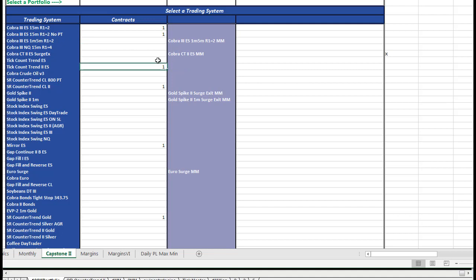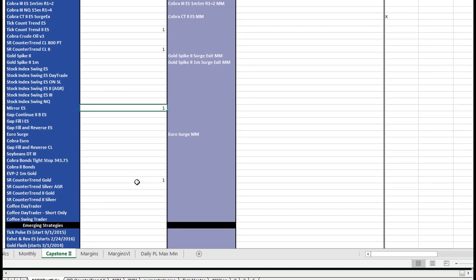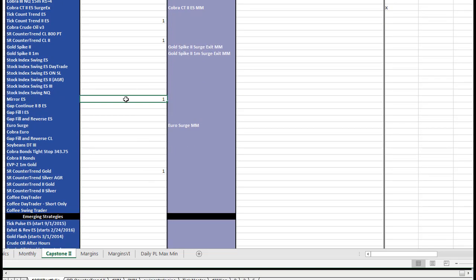Tick count trend 2, this is actually the one strategy that we're adding to the 25K portfolio, and so you can trade the other strategies if you want. You'll still have access to those, but we're adding this strategy, tick count trend 2. SR counter trend crude oil 2 is one that we've already added, and we're going to continue to trade. Mirror E-mini S&P, actually that's another strategy that we're adding to the 25K portfolio.